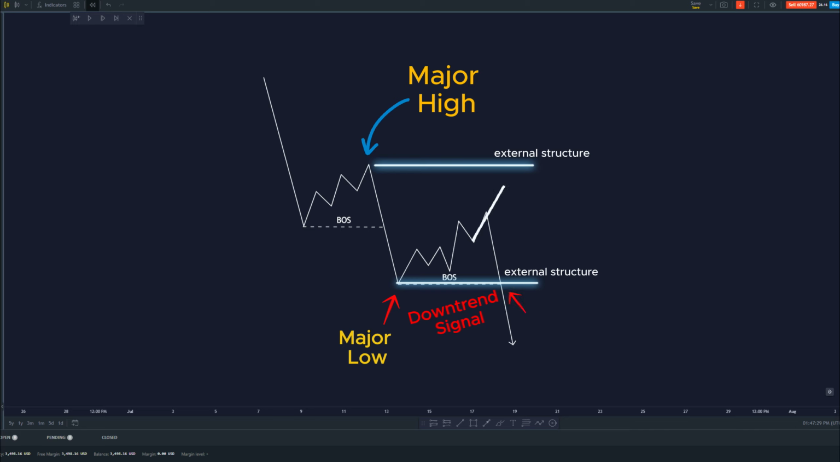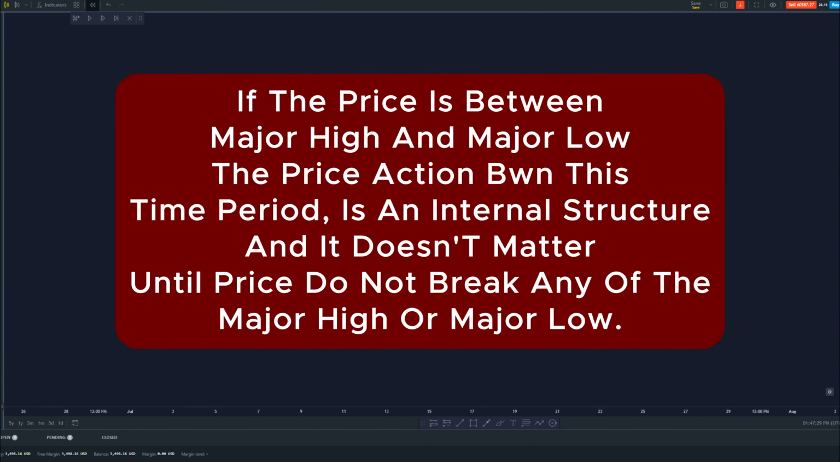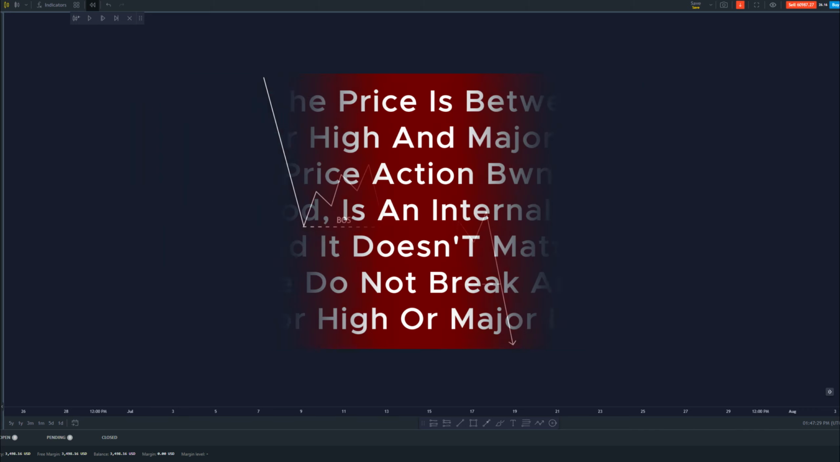And if the price breaks the major high to the upside, then it is showing a reversal signal to the uptrend. Now you have to understand one thing clearly: if price is not breaking the major low or major high, the internal structure does not matter.